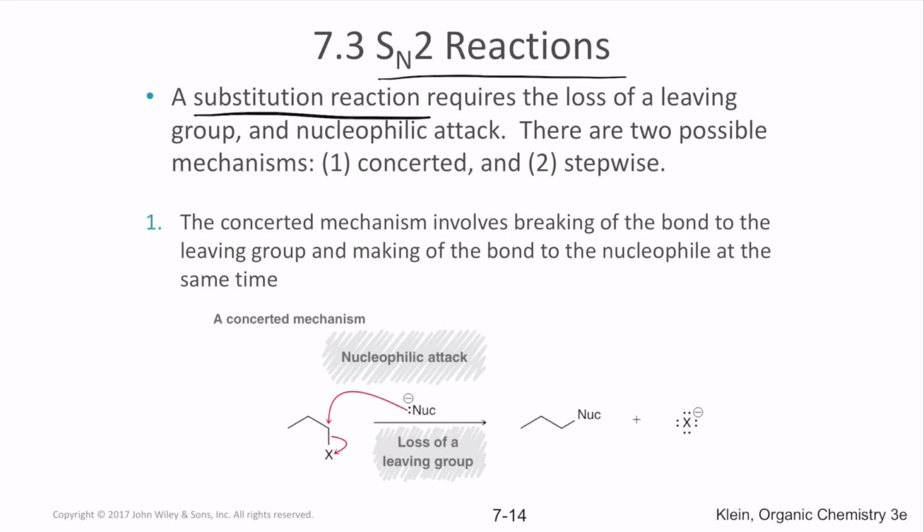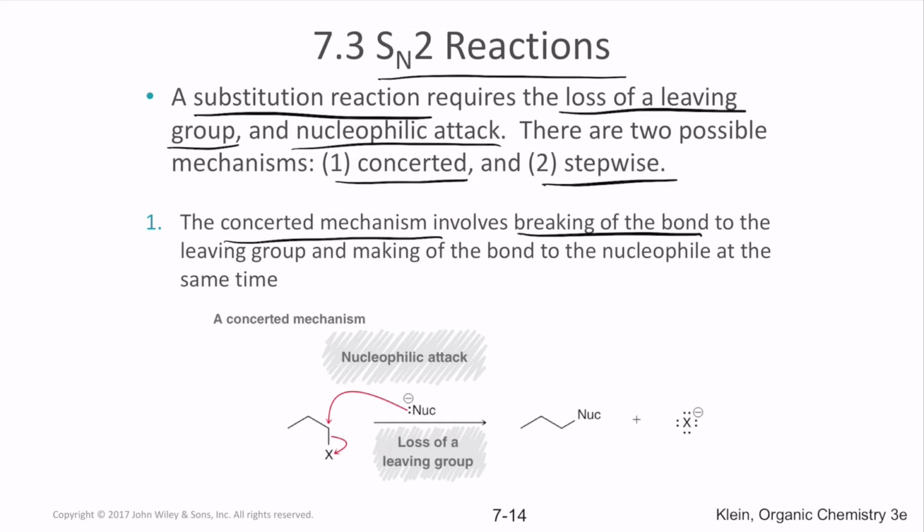Now, a substitution reaction requires, we already talked about this, a loss of a leaving group and a nucleophilic attack. Now there are 2 ways in which these reactions can occur. One is a concerted mechanism, and the second is a stepwise mechanism. A concerted mechanism involves breaking of the bond to the leaving group and making of the bond to the nucleophile at the exact same time. Notice that both of them are happening simultaneously. If both happen simultaneously, we call that a concerted mechanism.